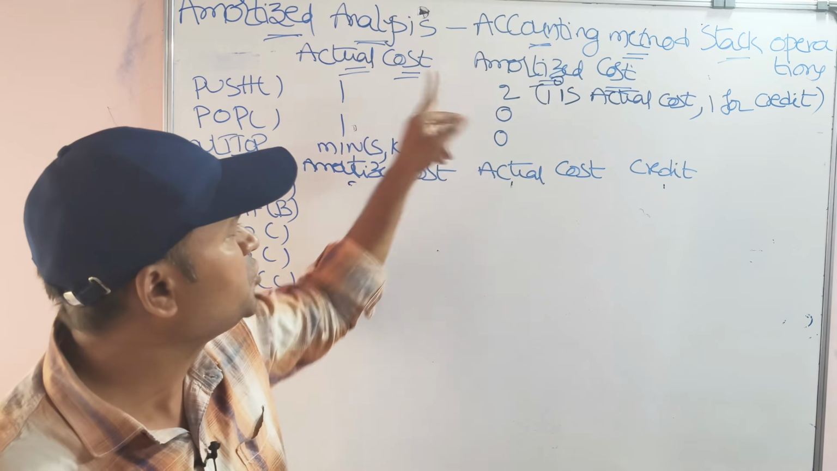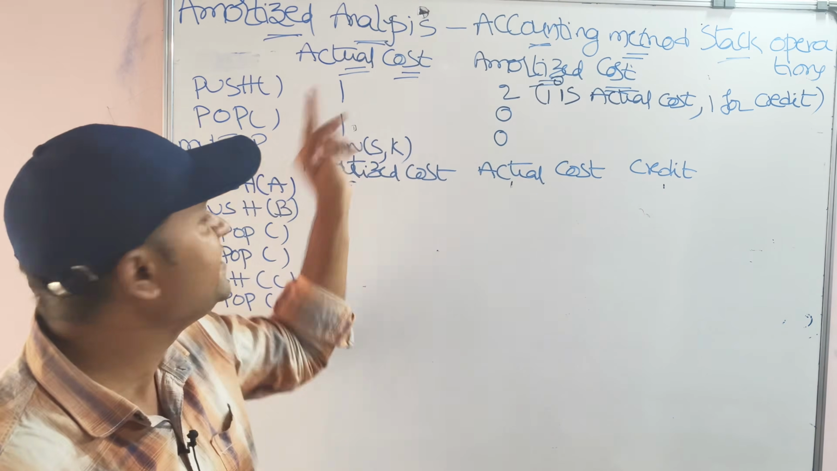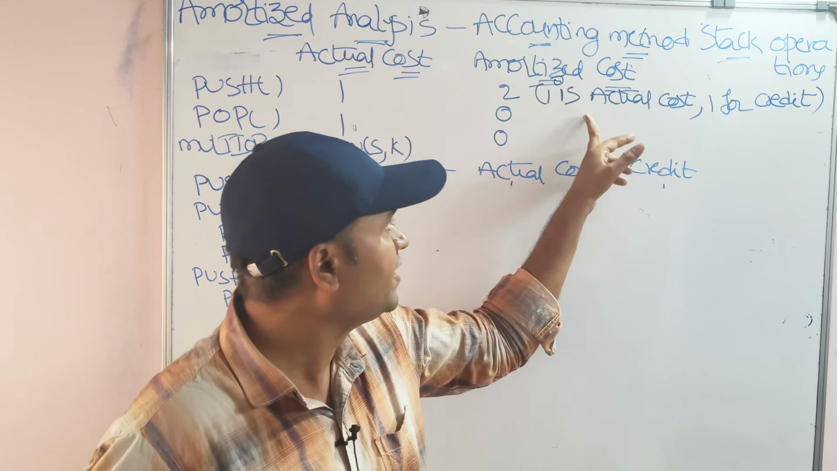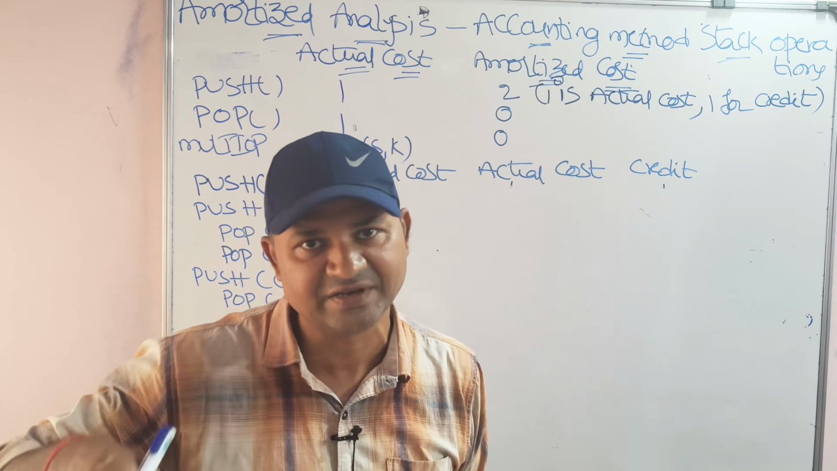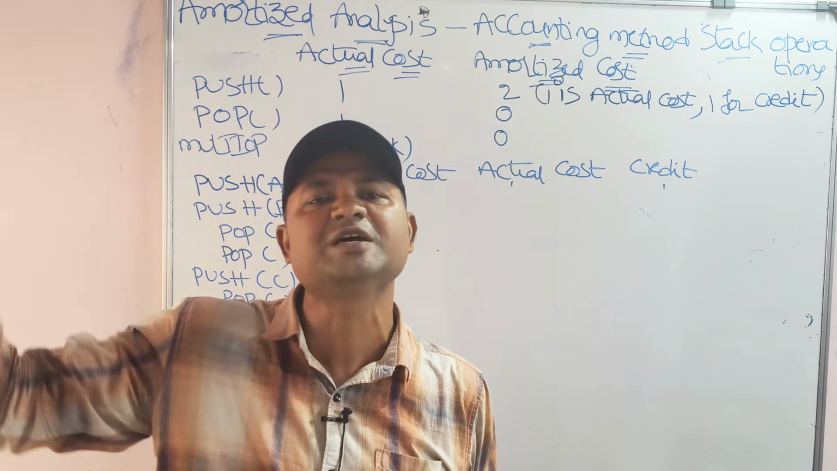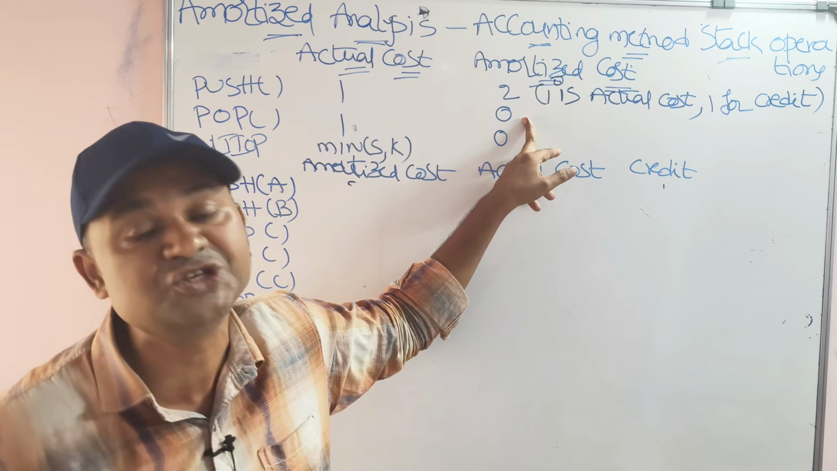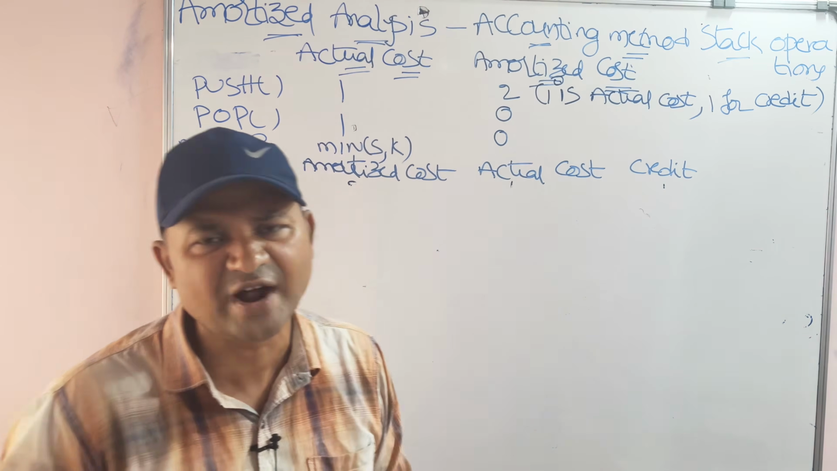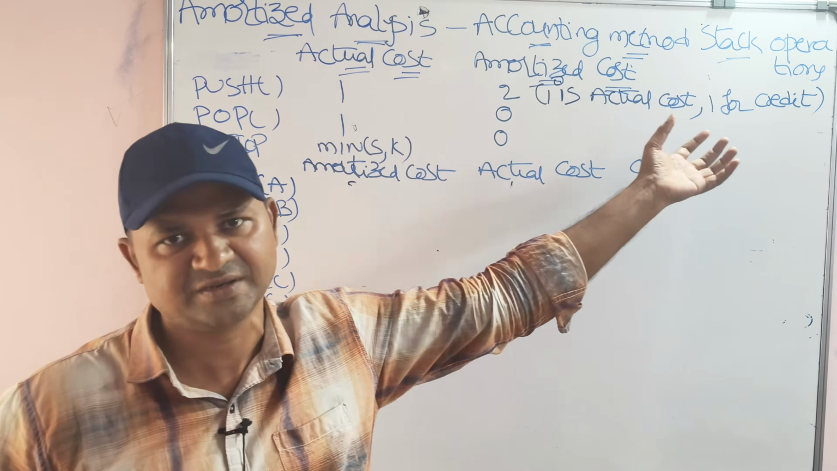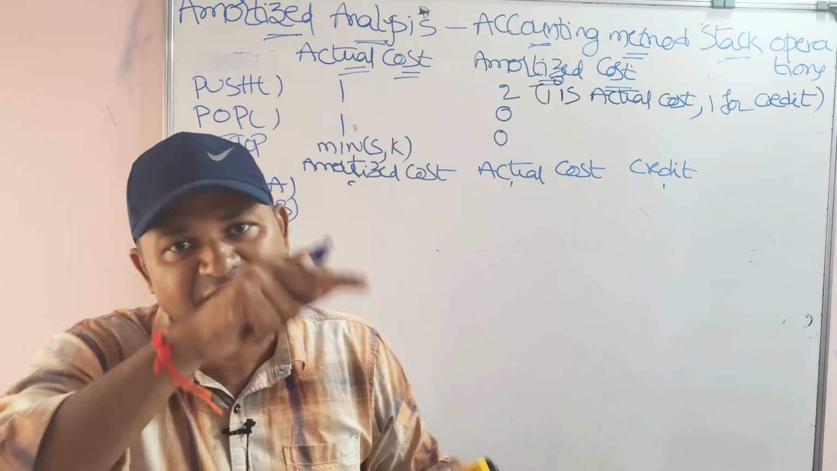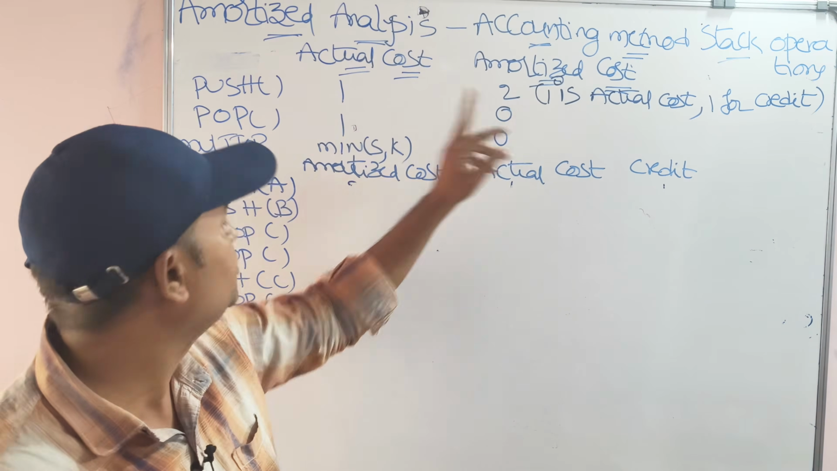So for push operation, the amortized cost is 2. Out of 2, this one is the actual cost, and another one is for credit saving. So we can use that credit for future purposes. Next, for pop operation, the amortized cost is 0. Why? Because what is pop? Removing the element. So we are removing that information. So we have to pay that one to the pop. So for that, here the cost is 0.